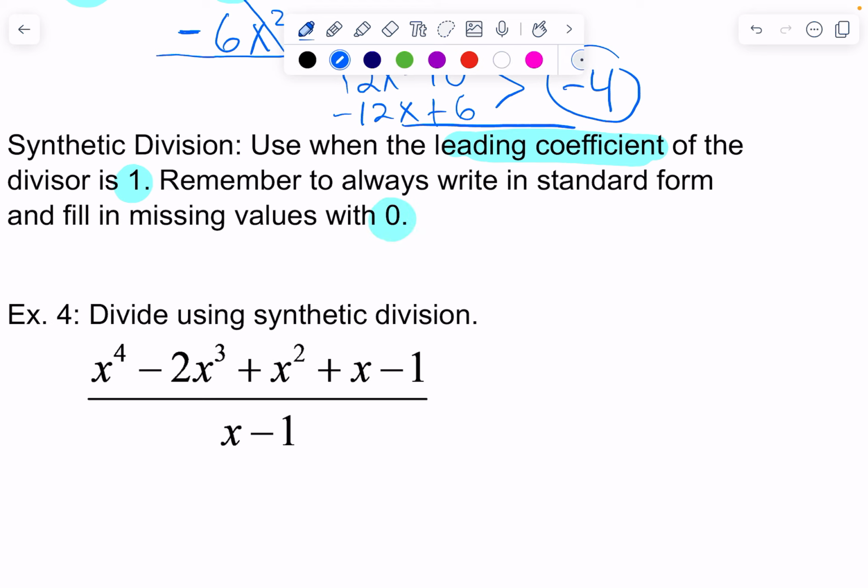Missing values, what do you mean? Let's say I go from x to the 4th, then x to the 3rd, but then I go to x. That means I skipped x squared. I got to put a 0 there. So, let's check this out.